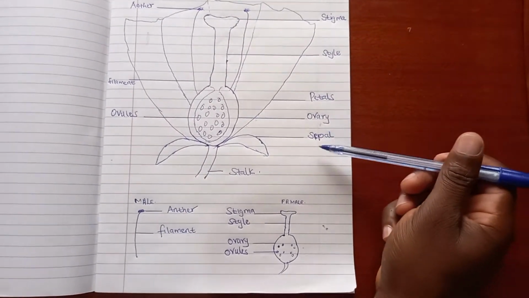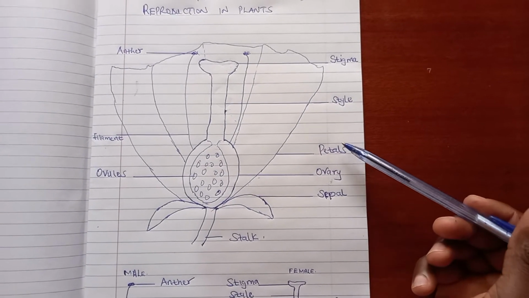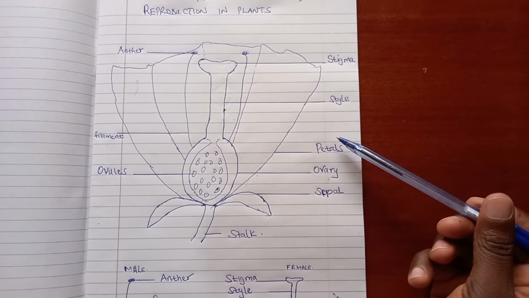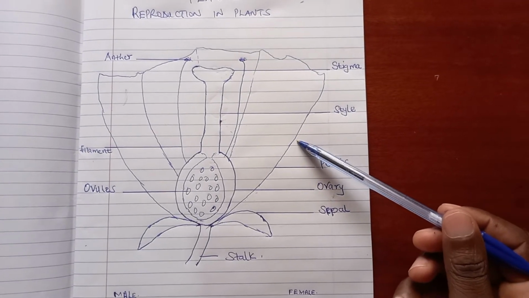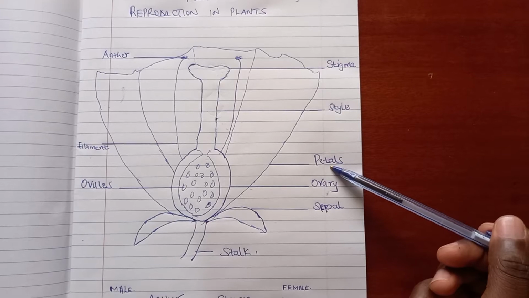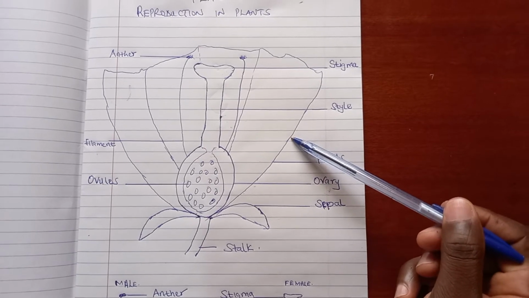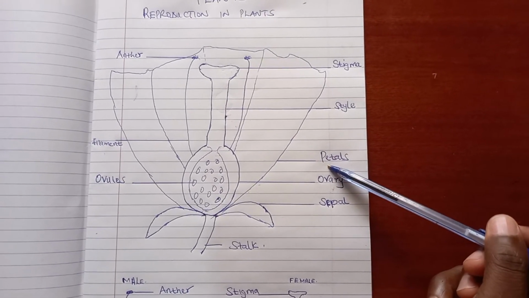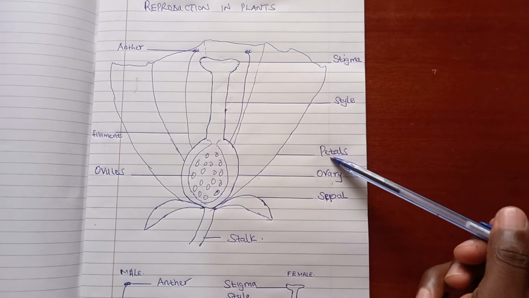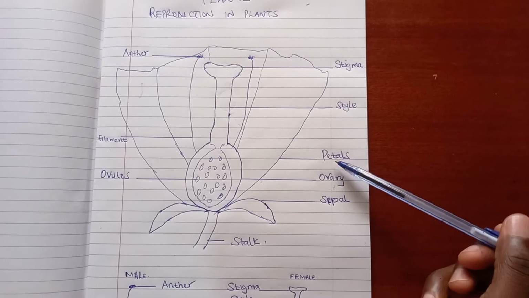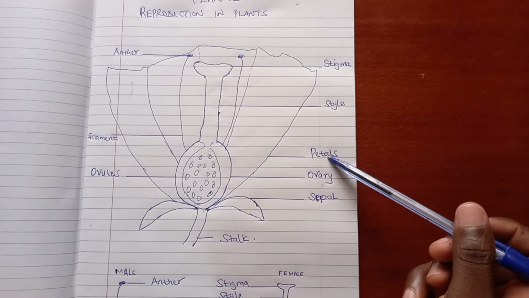Learners, on the other side, we have what we call the petals. We have two types of flowers: the wind-pollinated flowers and the insect-pollinated flowers. In case a flower is wind-pollinated, the petals are dull in color. In case the flower is insect-pollinated, the petals are brightly colored to attract the insects. So learners, if petals are dull, that is a wind-pollinated flower. If petals are brightly colored, it is an insect-pollinated flower.